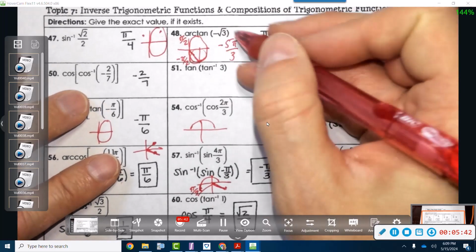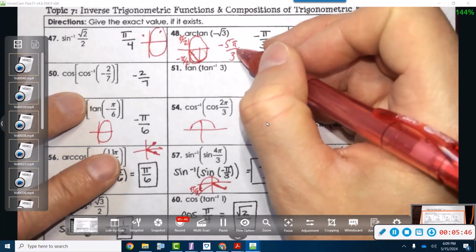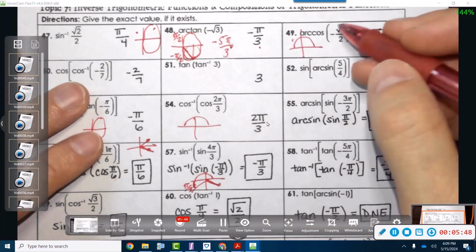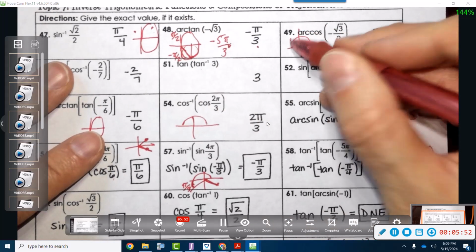Oh, you know why I wrote this? Because this is what it would be if it was wrong. Okay? That's what it would be if it was wrong. Okay. So this one is going to be 5 pi over 6.